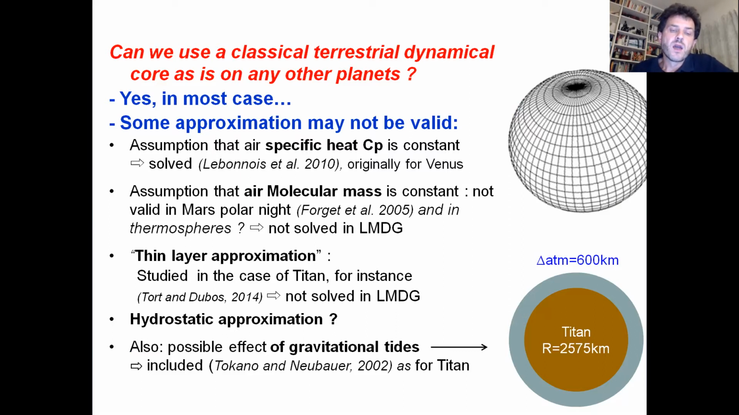One approximation that we often make is the thin layer approximation, assuming that the thickness of the atmosphere is very thin compared to the radius of the planet. It's usually true, but in some cases it may not be true. In the case of Titan, for instance, it's interesting, and we've been studying that, but it's not yet available in the GCM. Sometimes some people claim that the hydrostatic approximation is not always valid. I think at global scale it should be, but this can be a debate. And finally, there is one thing which is always neglected on the Earth, the effect of gravitational tides. In the case of a planet very close to its star with an eccentric orbit, or if you are a satellite of a giant planet, Titan for instance, then you can include the effect of gravitational tides, and we use the equations from Tokano and Neubauer to do that.